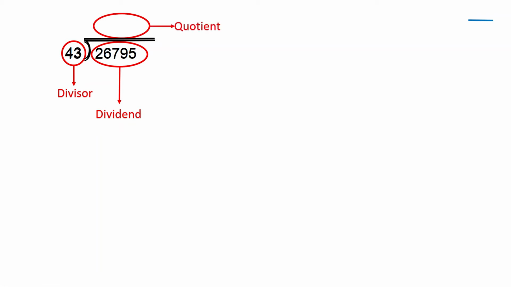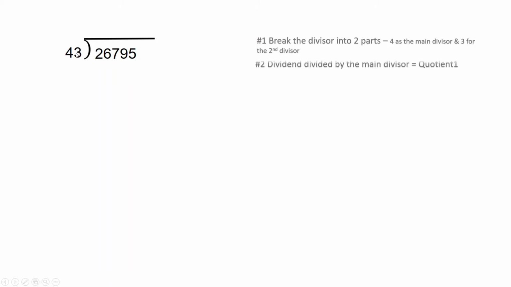Okay. So, isolve natin, isa-isahin natin yung step-by-step process sa new method. So, yung first step natin sa new method is to break the divisor into two parts. So, yung 4, yun yung main divisor natin. Tsaka yung 3, yan yung magiging second divisor natin. So, yung next step is dividend divided by the main divisor. So, yung dividend na gagamitin natin dito is 26. Since yung 2 is less than 4 na, sa main divisor.